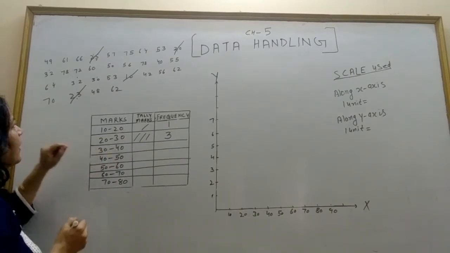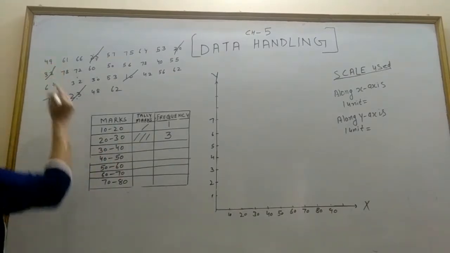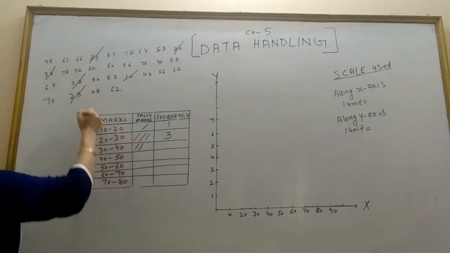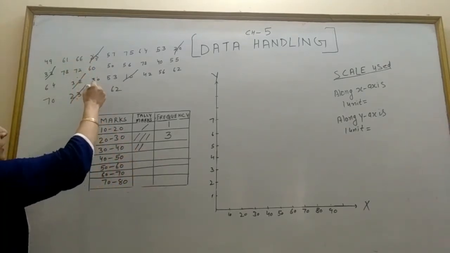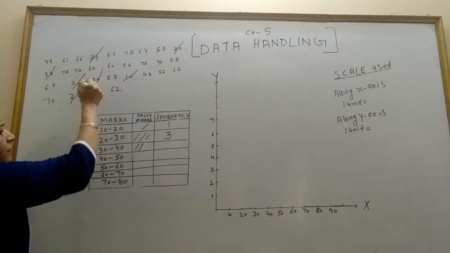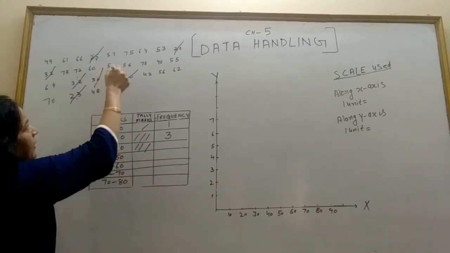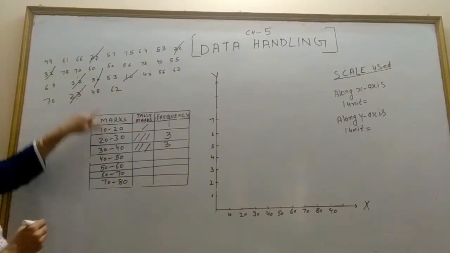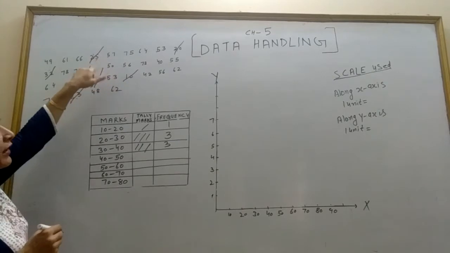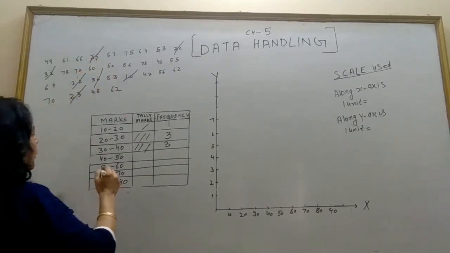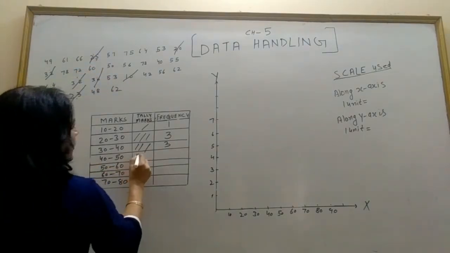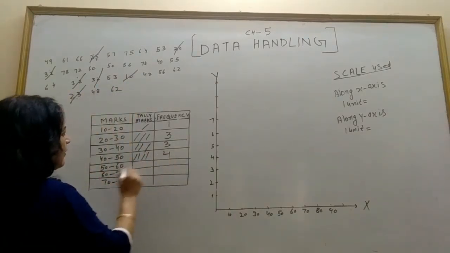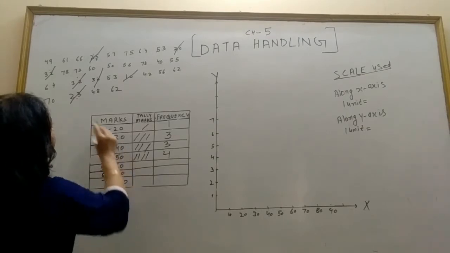30 to 40. Here, 1. So 1 tally mark, another tally mark. Then 30 to 40, 30 is the lower limit, so this one is also another. And no one else is there. So similarly the frequency is 3. Then 40 to 50. In a similar way you can cut. 40 to 50: 1, 2, 3, 4. 4 observations are there.